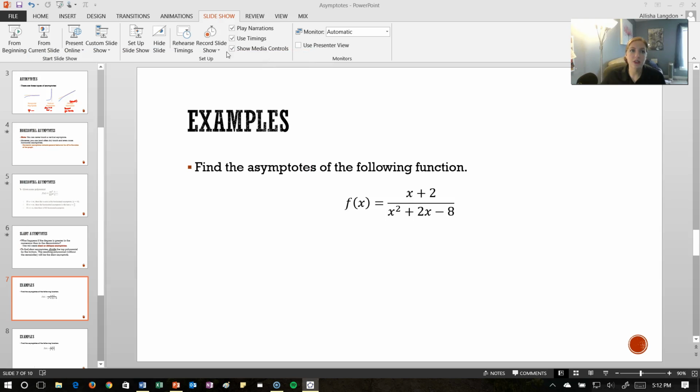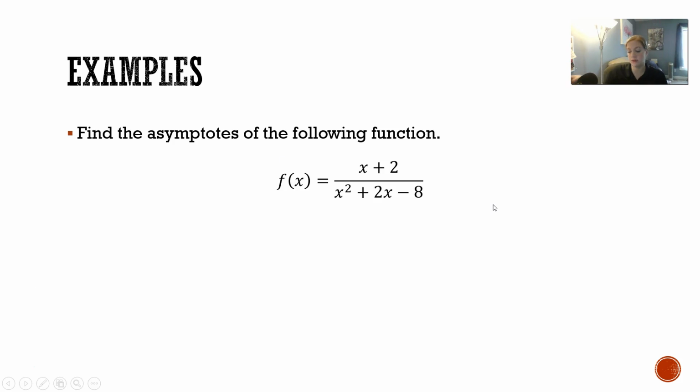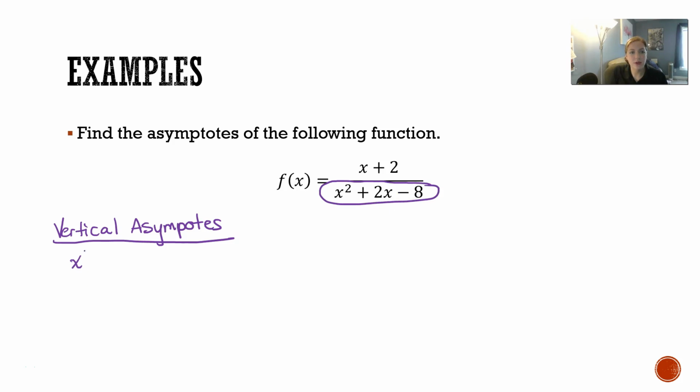The first thing I like to do is start with my vertical asymptotes, so I'm going to write vertical here. In most graphs, there will be a vertical asymptote, but it's not required, so be careful, it may not occur. Vertical asymptotes are found by taking your denominator. In our case, this would be x squared plus 2x minus 8. Set that equal to 0 and solve.